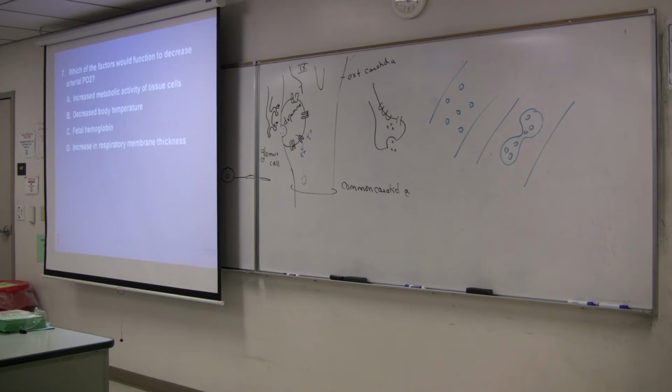So, increased metabolic activity of tissue cells. That's going to use up oxygen, right? So it will lower PO2, but it will lower PO2 of venous blood. Remember that earlier diagram I put on the board? By the time that venous blood gets to the lungs, it will pick up oxygen. So when it leaves as arterial blood, the PO2 should be normal.